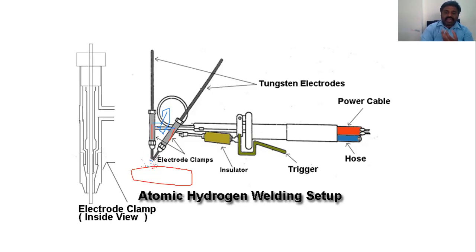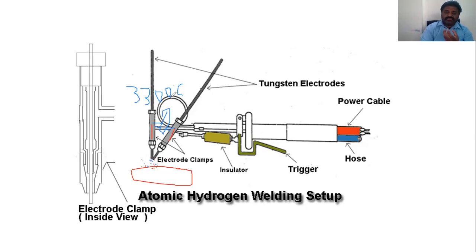Once again it is converted into molecules of hydrogen. Here a larger quantity of heat is released when this takes place, and the temperature of the metal is maintained at 3300 degrees Celsius.